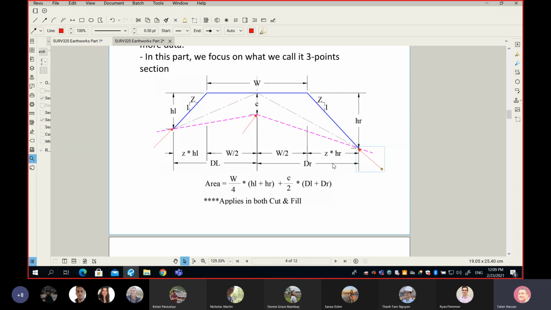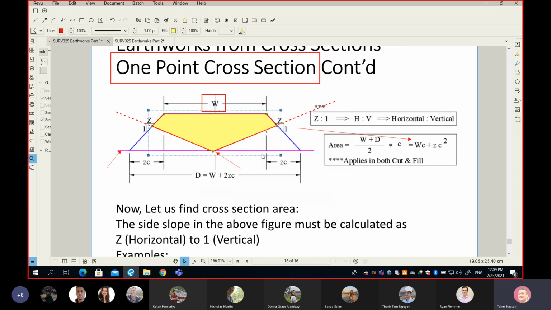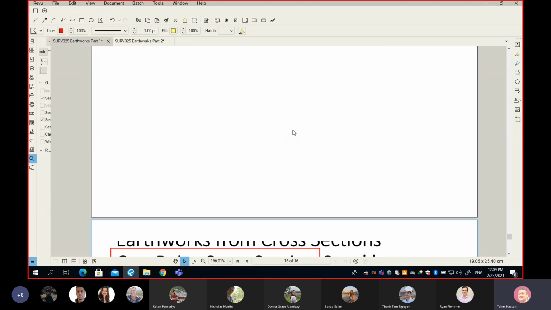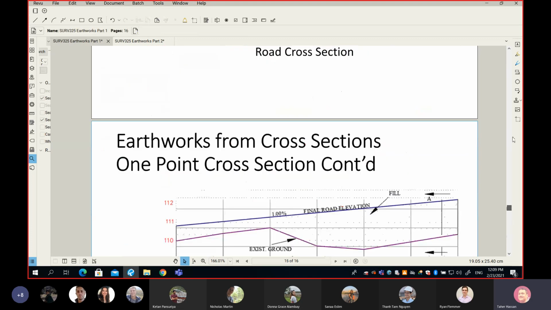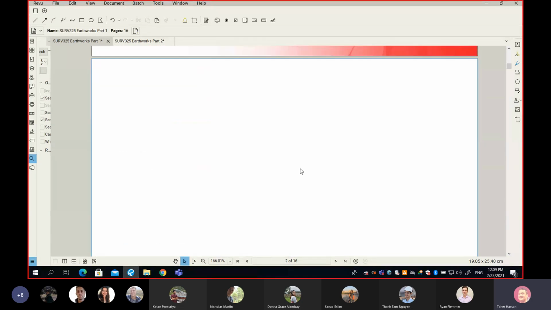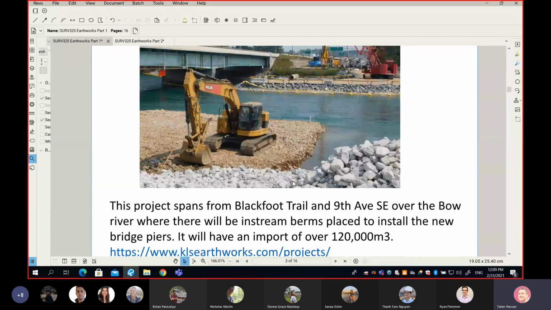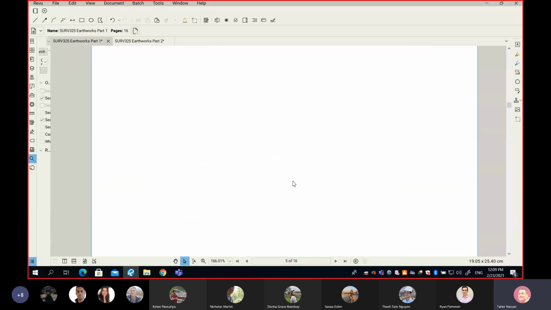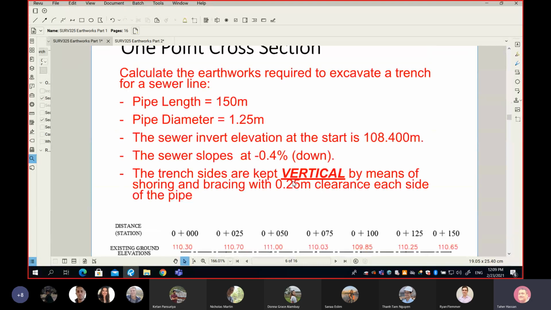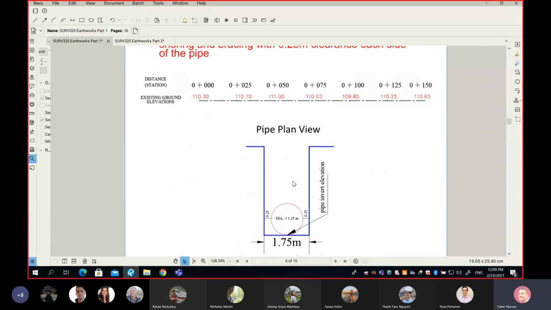Is it optional? It is not optional. The point is, when your ground changes, then we have to survey more points. In the previous few classes, my ground was constant, so I needed only one point. Sometimes even if your ground is changing, like our first example in our class, one point could be enough. How? Watch this.